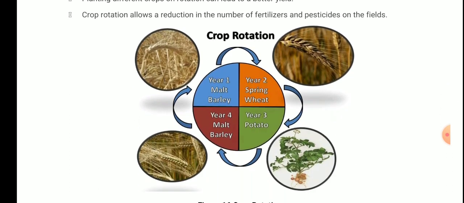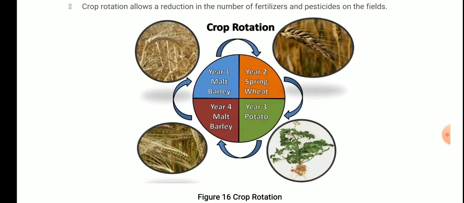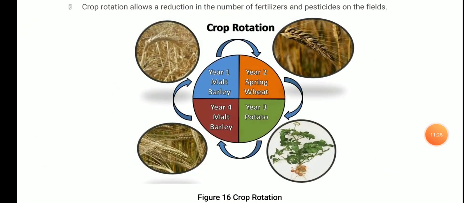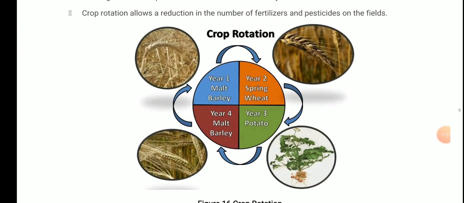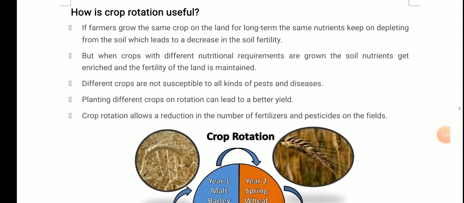You can see the example. For example, in year 1 malt and barley, then year 2 spring wheat, year 3 potato, and year 4 again malt and barley. So this is about crop rotation, so that the nutrients can also get enriched into the soil. Read these points. How is crop rotation useful to us?